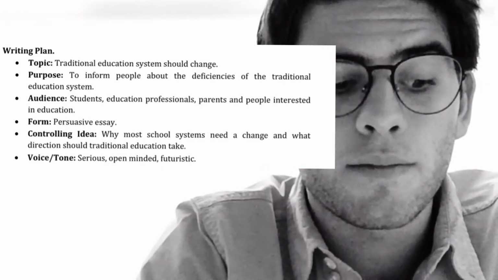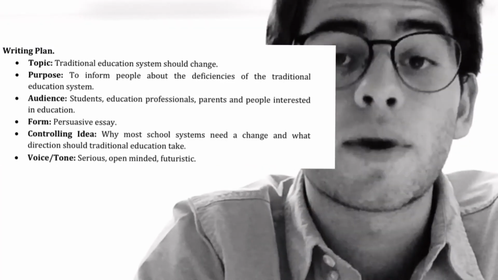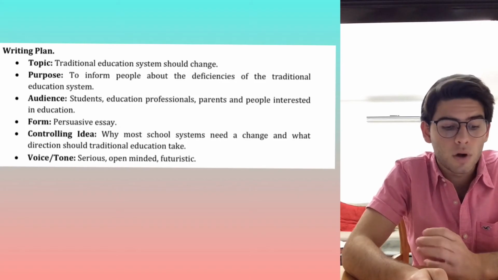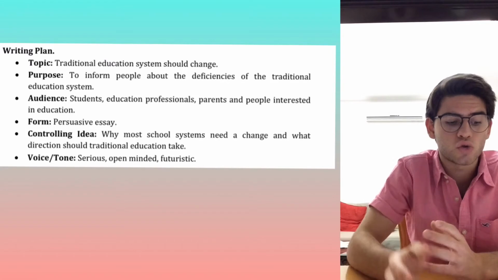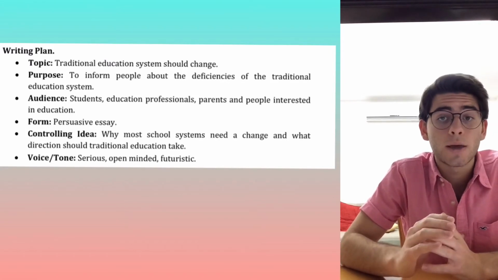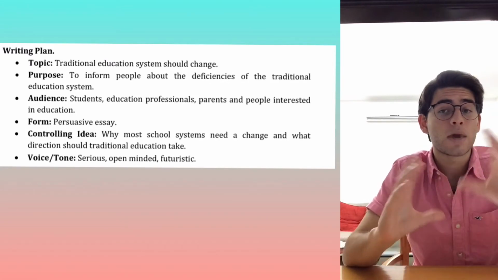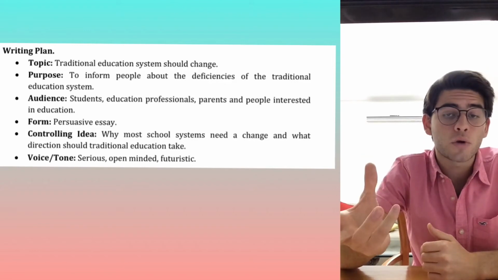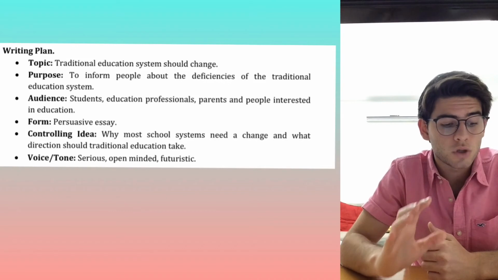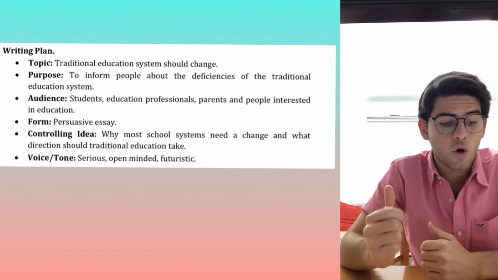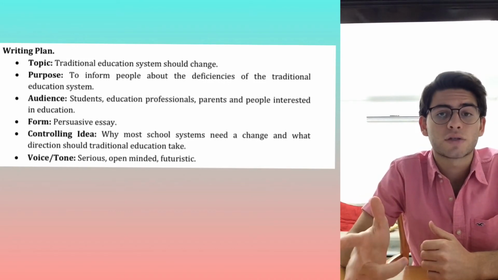Controlling idea would be why must school systems need a change and what direction should traditional education take. So if you can get a main idea of the whole essay I'm going to write, you should get this one. And finally, the voice and the tone. A serious, open-minded, and futuristic.